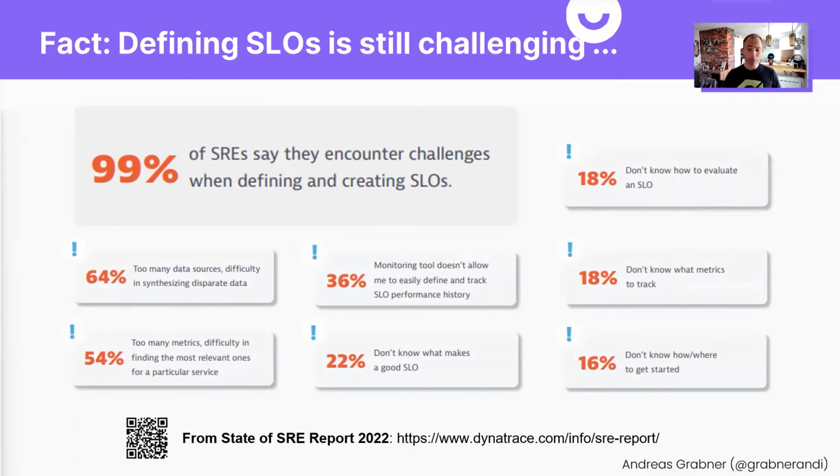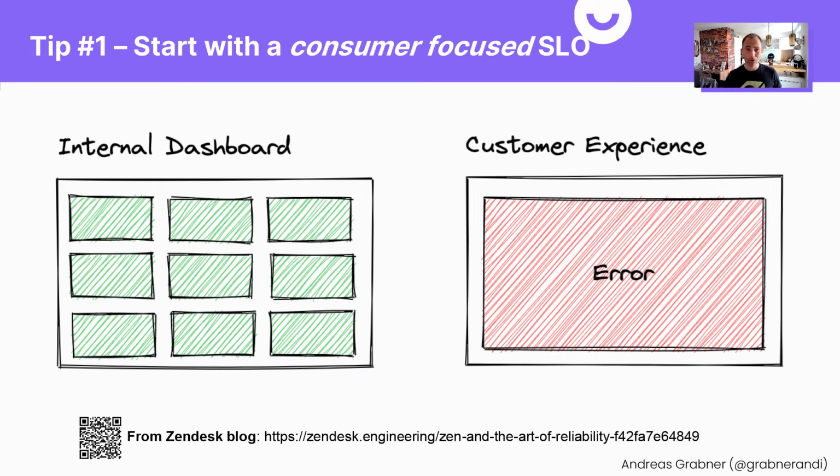Now, let me give you 2 tips on how I think you can help your organization to become better in this. First tip, start with what I call a consumer-focused SLO. I really like the blog from Zendesk here. Check it out. They are talking about how it doesn't help you if you have a lot of SLOs and you put them on a dashboard and they're all green, when the consumers, your end users, or whoever uses your API and services actually have a bad experience. That means you're focusing on the wrong thing. And therefore, you should always start with an SLO that is as close as possible to the consumer experience.